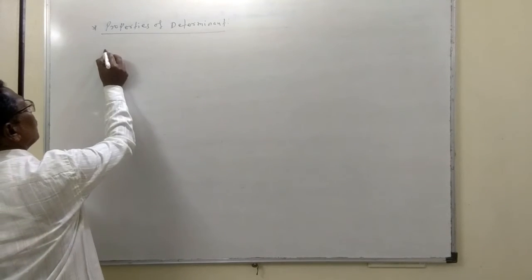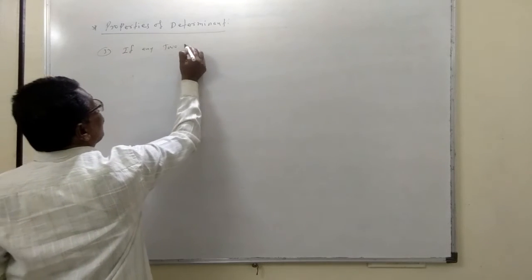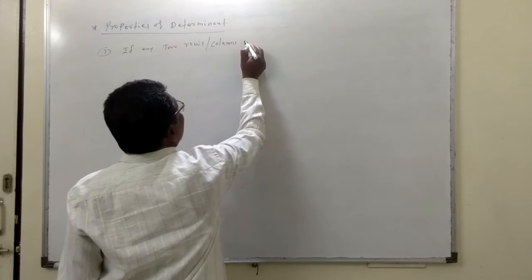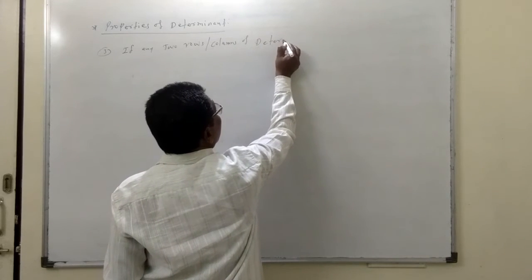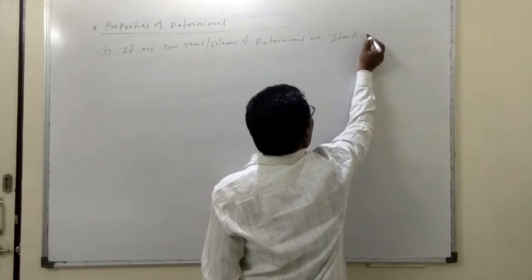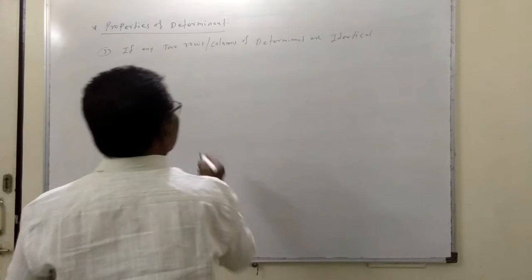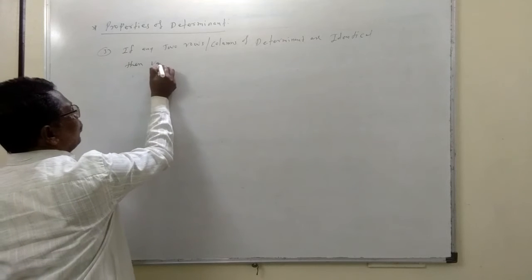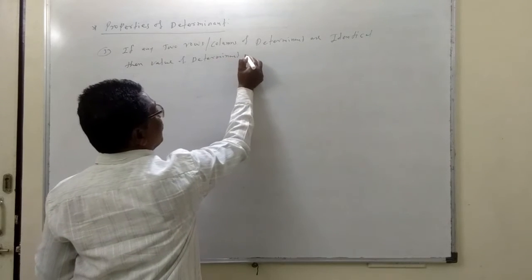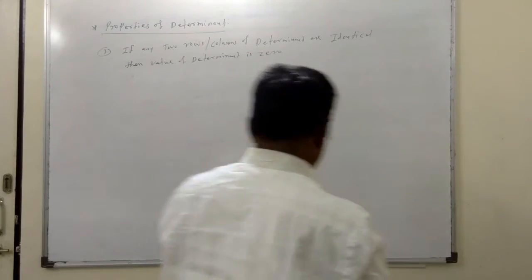Now we understand the third property. If any two rows or columns of a determinant are identical, then the value of the determinant is 0.